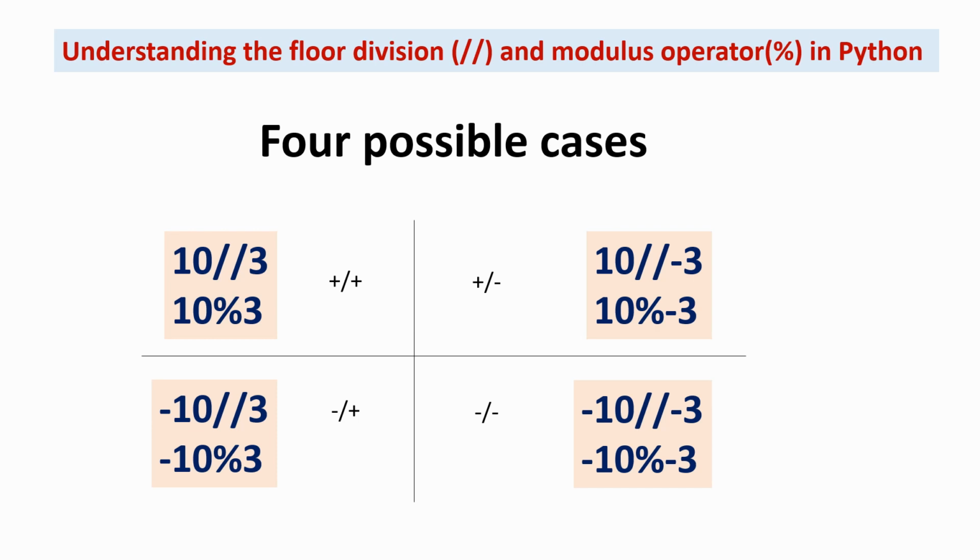Now, if you look at these two operators, float division and modulus operator, these are the four possible cases that you can come across. One, when you have the numerator positive and the denominator positive. Here, the numerator is positive while the denominator is negative. In this case, the numerator is negative while the denominator is positive. And in this case, both the numerator and denominator are negative. These are the four possible cases.